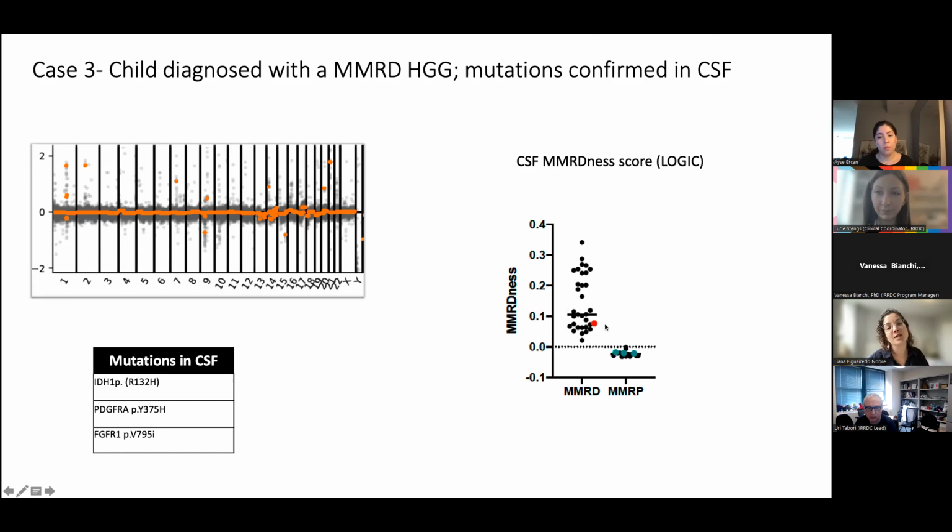And here what I'm showing is the red dot is this patient sample compared to tumor MMRD positive controls. And here the 3 green dots are CSF samples from MMR proficient patients that are negative.